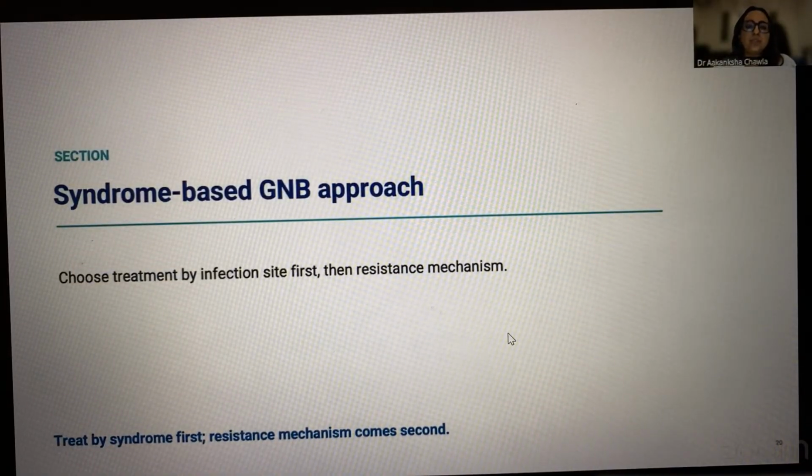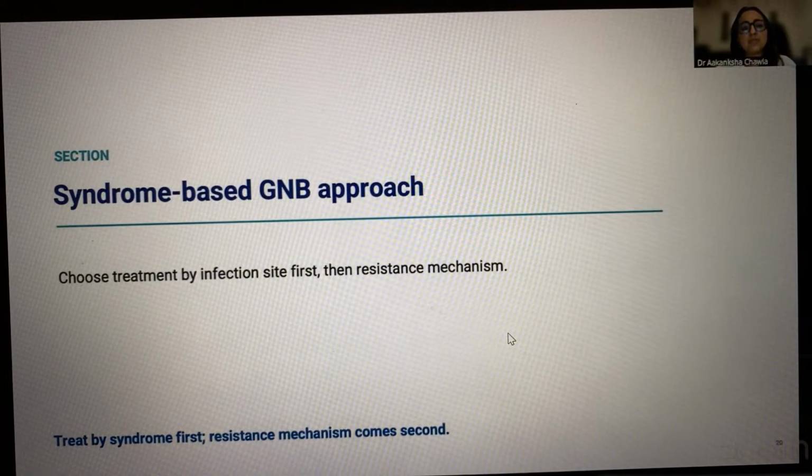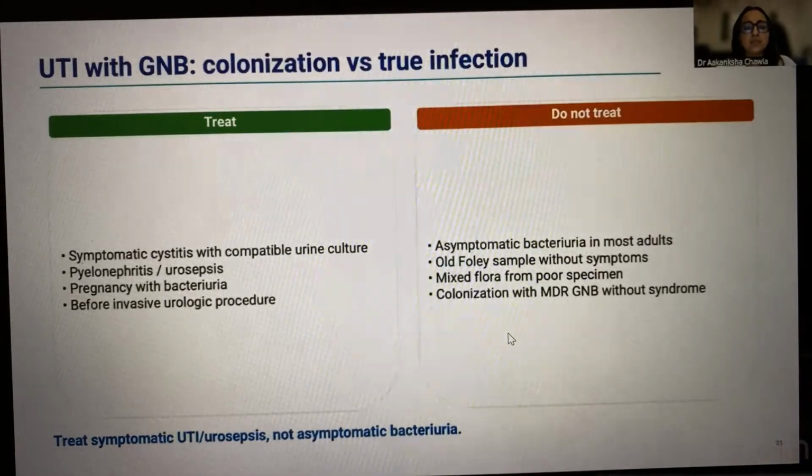Now we've understood the stewardship, we've understood the drugs and the bugs and the combinations. So there is a syndrome-based approach for gram-negative bacteria. You choose the treatment by infection site first, and then look at the resistance mechanism, of course.